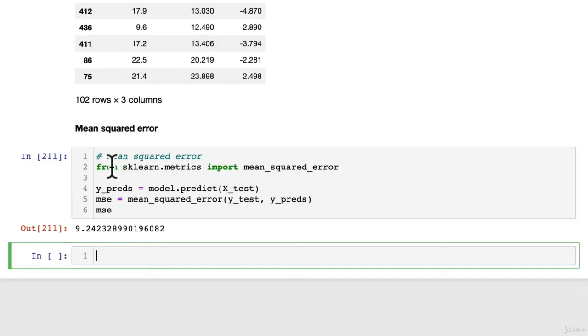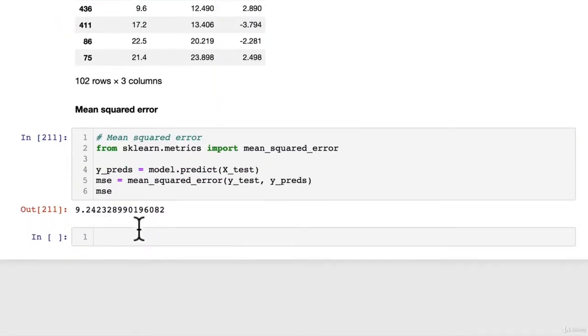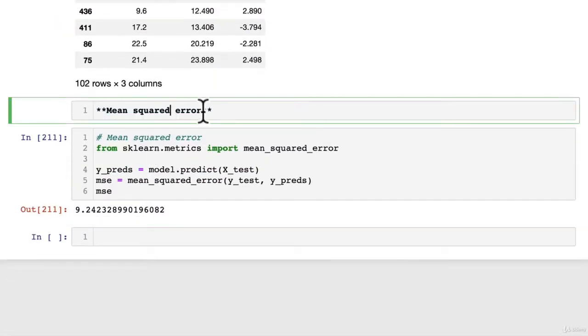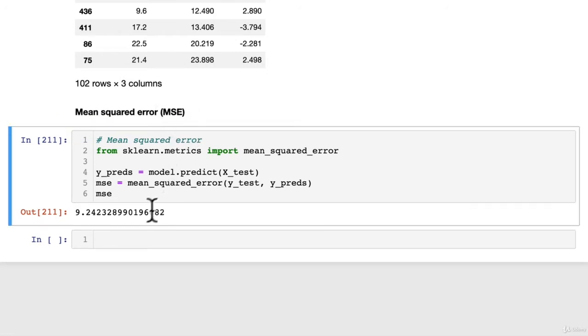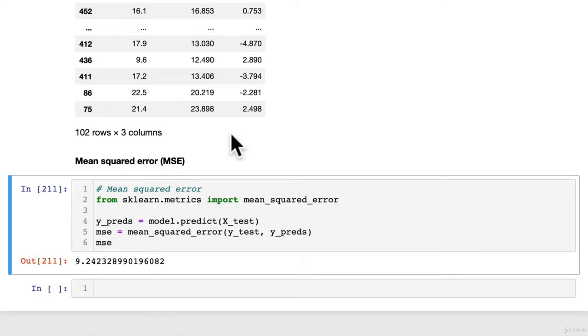9.242. That's a little bit higher than what we got with mean absolute error. Well, that's because MSE, or mean squared error, I should put MSE in here, right? Because there's so many acronyms these days. MSE will always be higher than mean absolute error because it squares the errors rather than only taking the absolute difference into account.